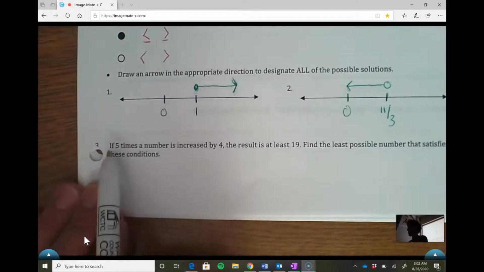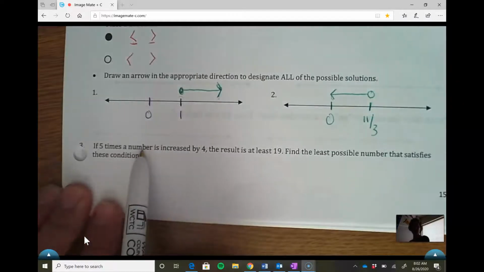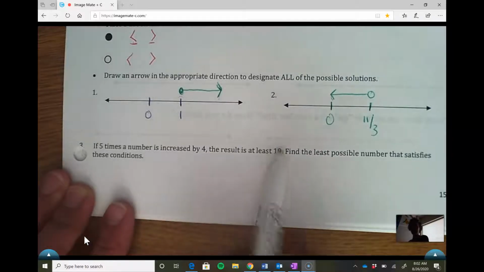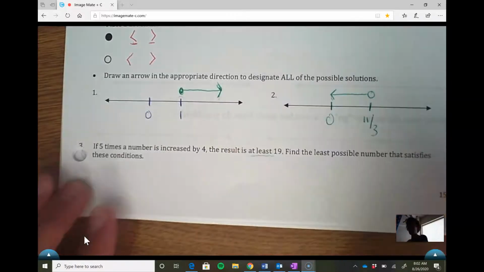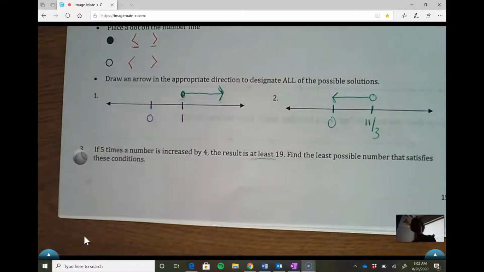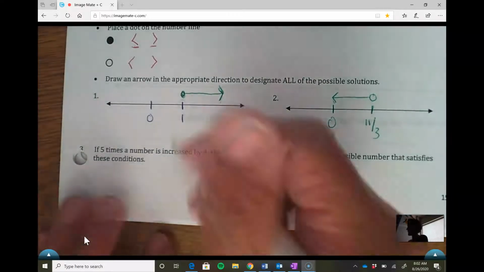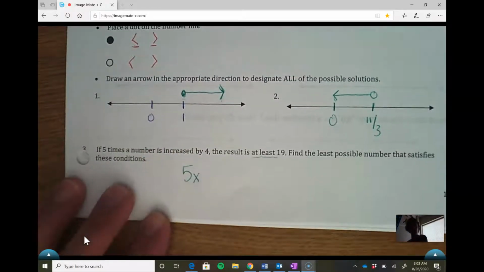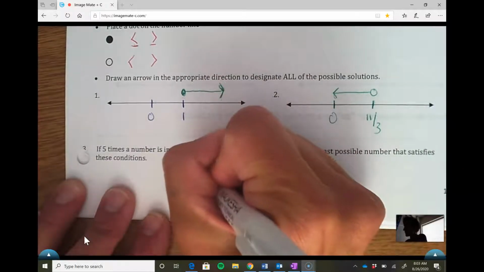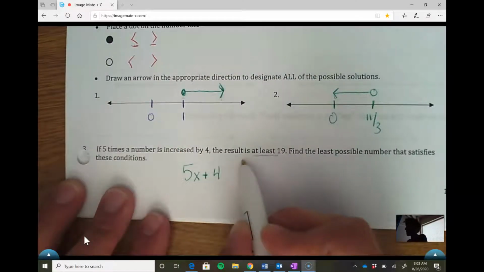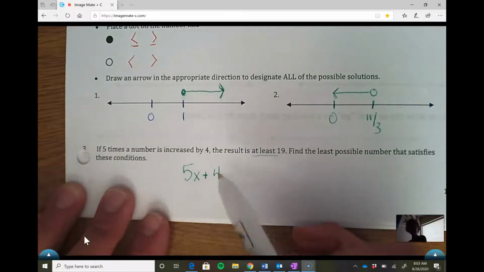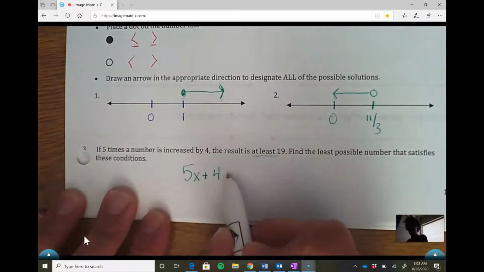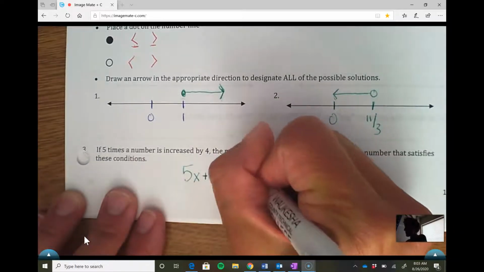All right, so if 5 times a number, you can see that, is increased by 4, the result is at least 19. And so we're going to talk about this "at least," because people think "at least" means less than. So first we're just going to write this out. 5 times a number, so 5 times some number, is increased by 4. So we're going to add 4. The result is at least 19. So maybe in the last chapter we would have said the result is 19, so I would have had equals 19. So for now I'm not going to put anything there.